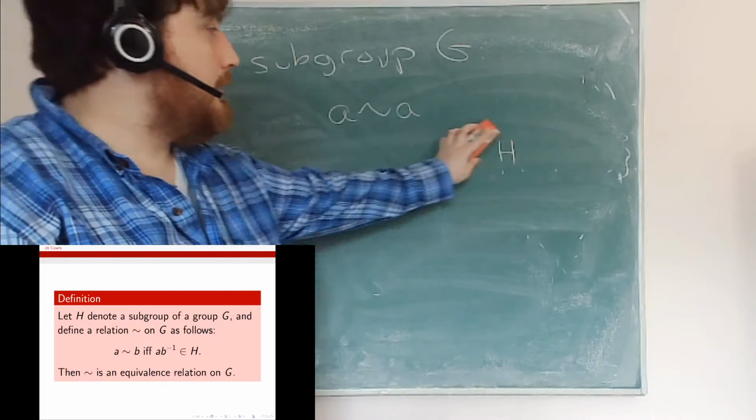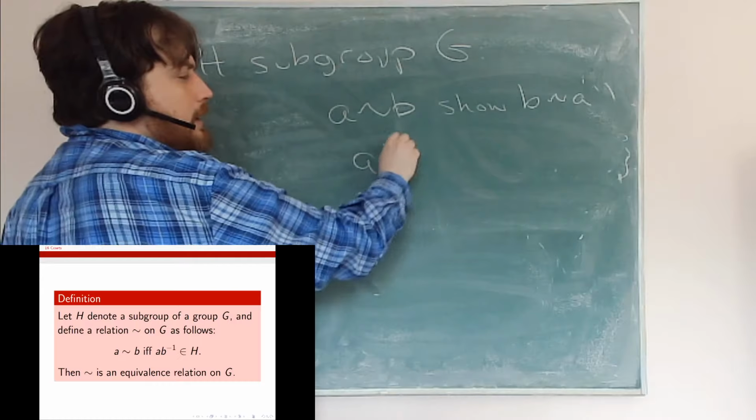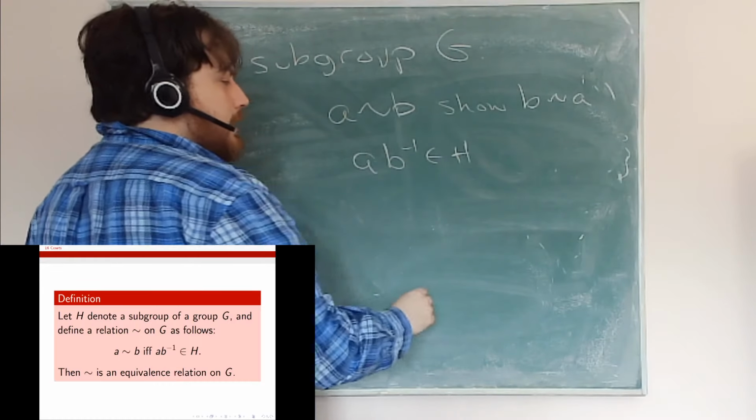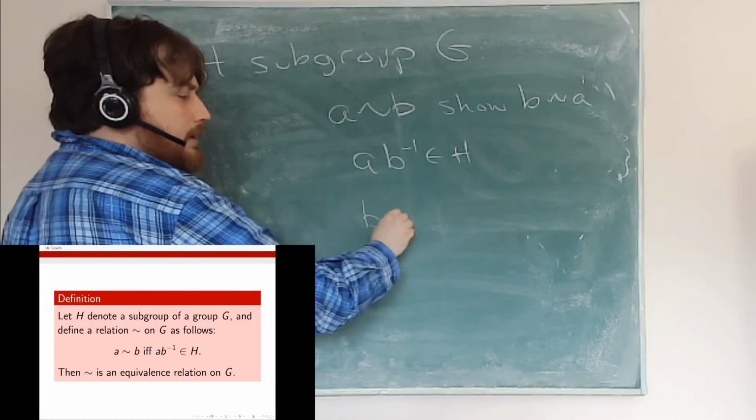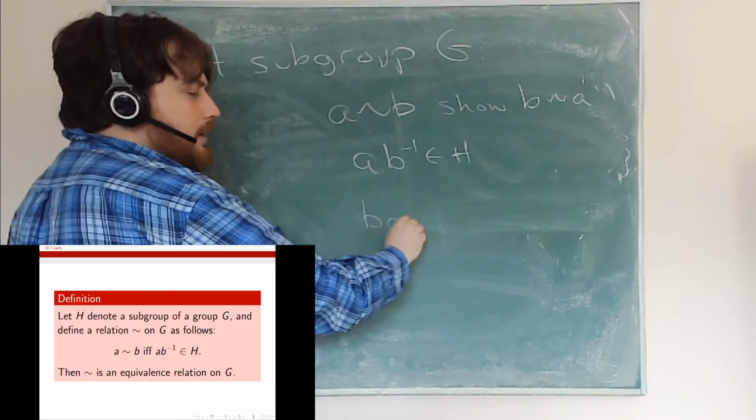The next thing we have is if A is related to B, we have to show that B is related to A. So that is, we know that AB inverse is in H. We have to show that BA inverse is in H.